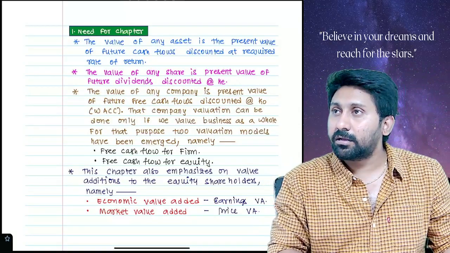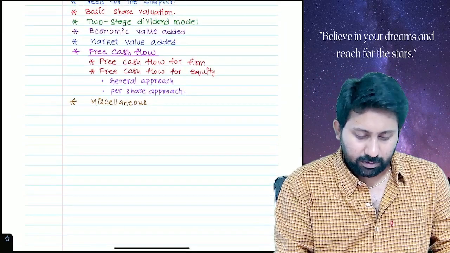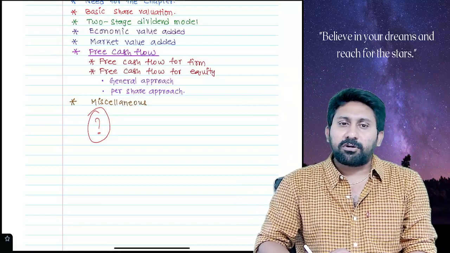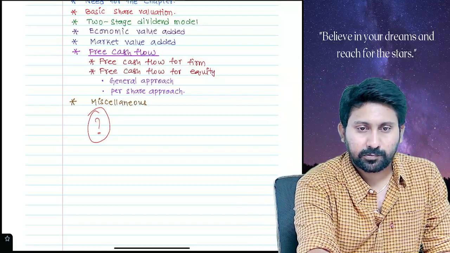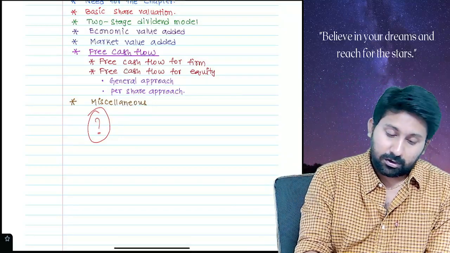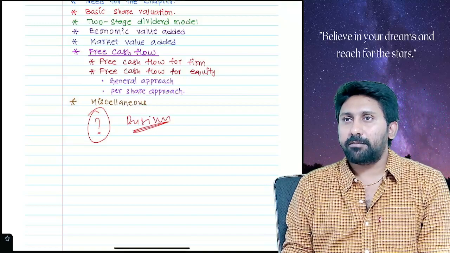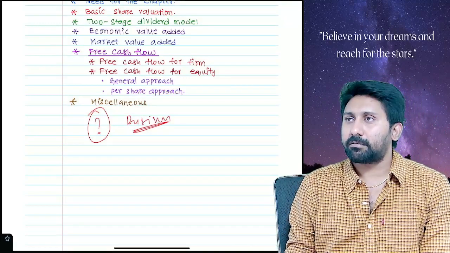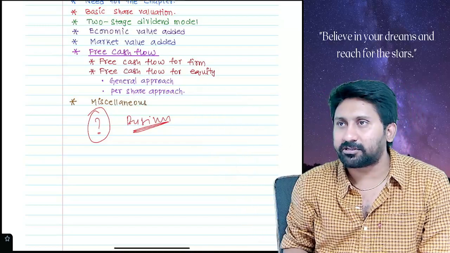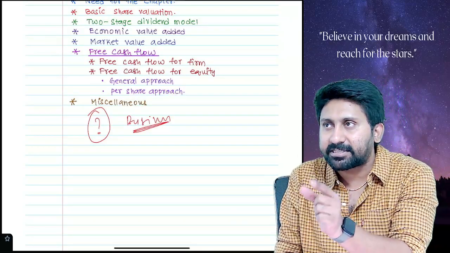First point: why this chapter? What could be the possible need? I will ask you one question. We are doing the valuation of a business. For example, a person wanted to buy a share. How will he value the share? He will take the present value of all the future dividends he is going to get, discounted to today's value. The value he gets is the fair value of the MPS.